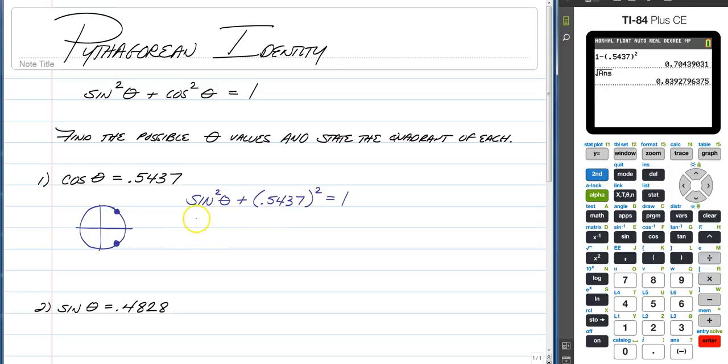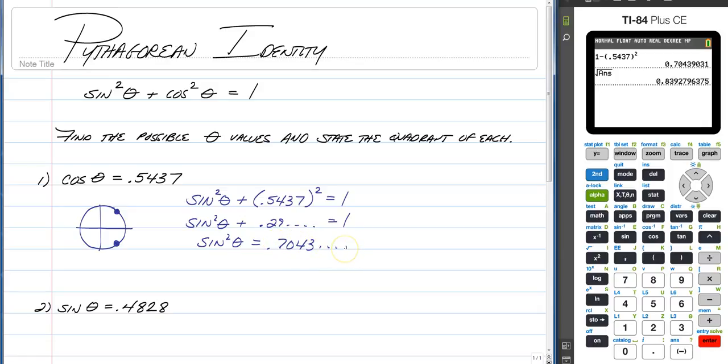It would look a little something along the lines of sine squared theta plus 0.29... is equal to 1. You would subtract that 0.29 crazy to the other side, and you would have sine squared theta is equal to 0.7043... Then we would square root both sides. But the calculator is much easier to do, and when you're done, you end up with the sine of theta is equal to plus or minus your 0.8393.